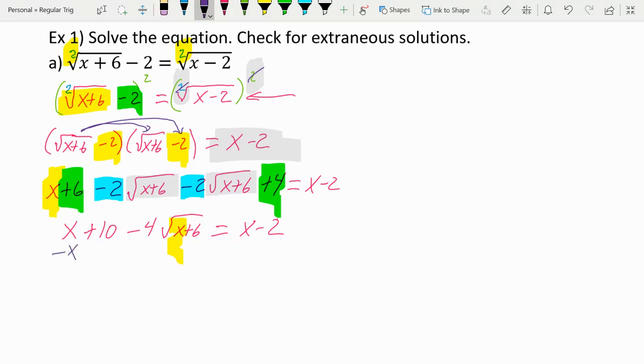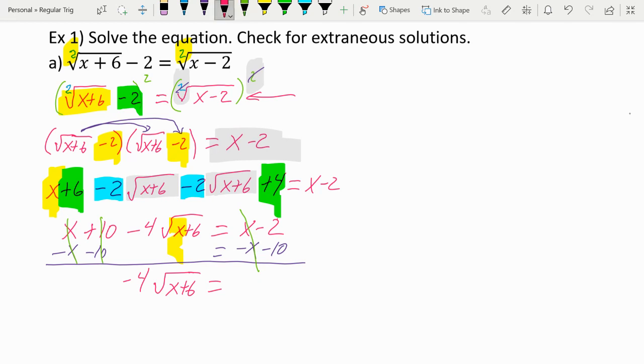Well, what happens if I subtract x from both sides? All right, keeping like terms lined up. What else could I do? I could subtract 10 from both sides. And again, you notice keeping like terms together. All right, so what happens? That goes away, that goes away. I'm left with negative 4 times the square root of x plus 6 is equal to, well, negative x minus x. That cancels. So then I'm left with negative 2 minus 10 gives me negative 12.